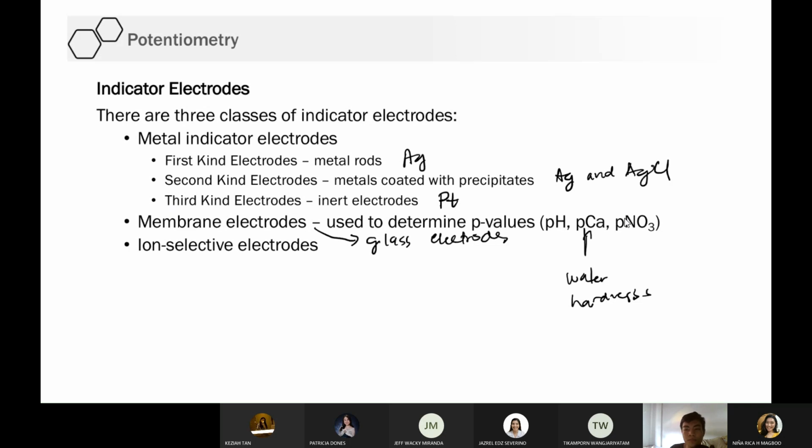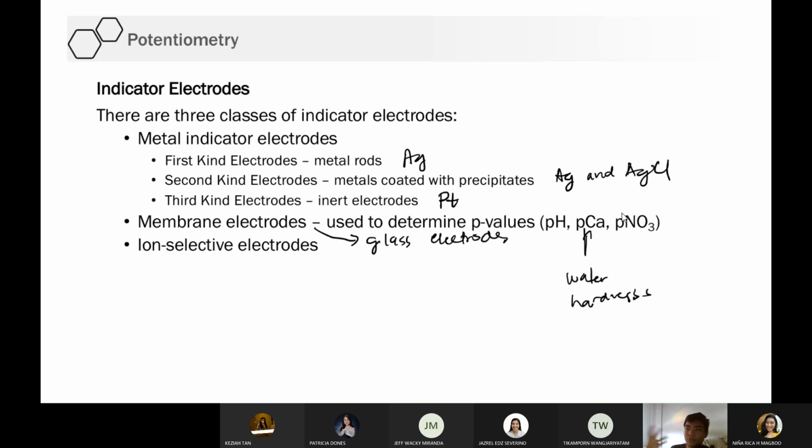Nitrate electrode, this is used by agriculturists to determine the amount of nitrate in the soil. So basically, that is just an electrode. You plug it into the soil, directly into the soil, or you get a soil sample, you add water, and then you plug in the nitrate meter. Okay. So depending on the amount of nitrates, then you can tell whether the soil is fertile or not.